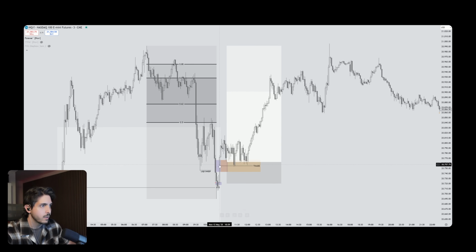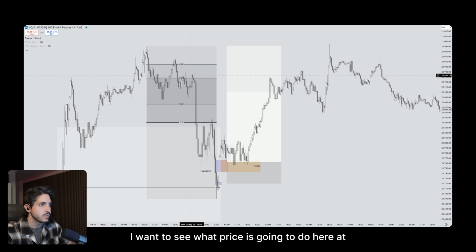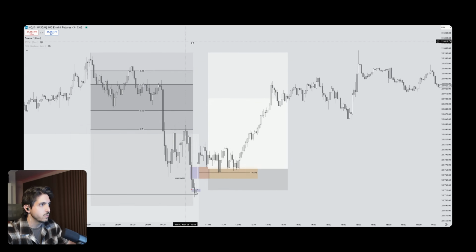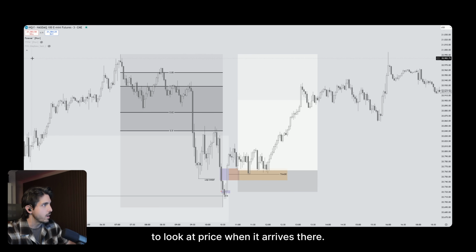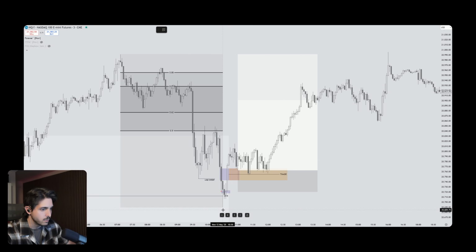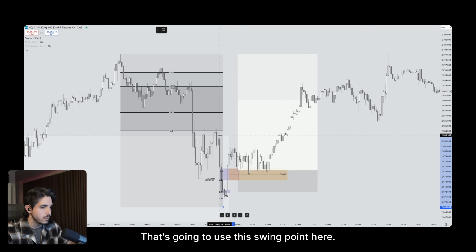Okay. And I'm looking for price. I want to see what price is going to do here at 0.79. That's one of the most key areas for me, right? And we do have these equal highs here as well. So this would be an important place for me to look at price when it arrives there. But I'm also going to use the standard deviation, right? So here's the low. Okay. Here's my low. That's going to use this swing point here.